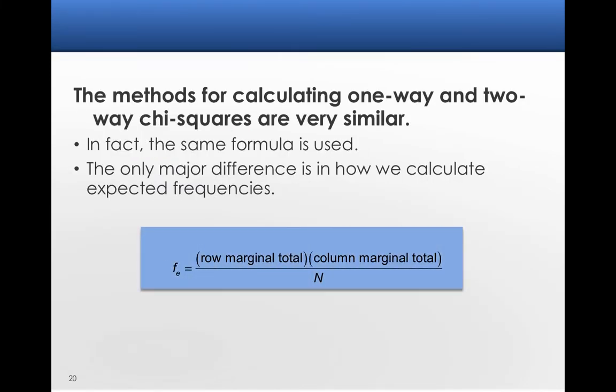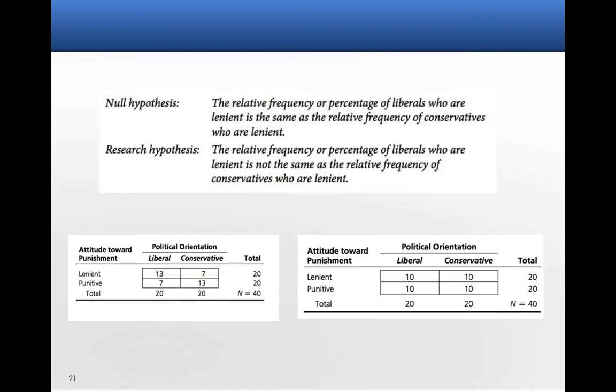So these are very similar. In fact, we're going to use the same formula, and the only major difference is in how we calculate expected frequencies. Expected frequencies are going to be the row marginal total times the column marginal total divided by n.